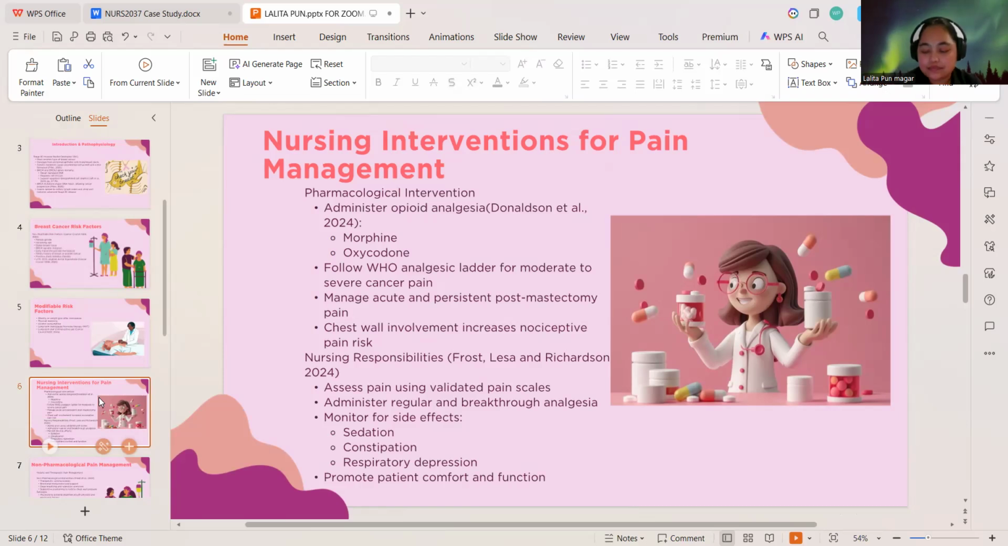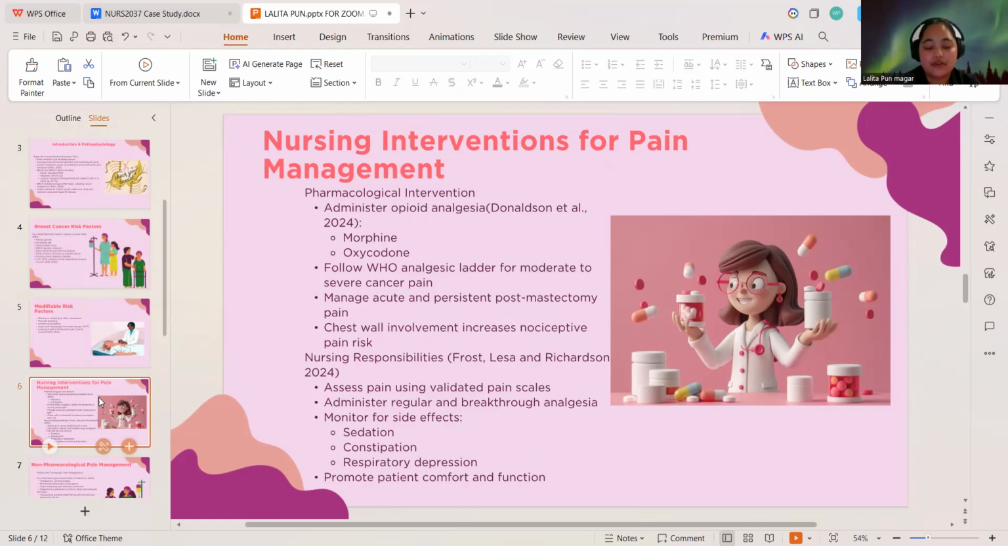So it should be administered as prescribed, and it is guided by the WHO analgesic ladder for moderate to severe cancer pain. The evidence also shows that post-mastectomy patients often experience significant acute and persistent pain, which requires opioid-based management. So in Amara's case, chest wall involvement and lymphatic spread increases the likelihood of ongoing nociceptive and possibly neuropathic pain.